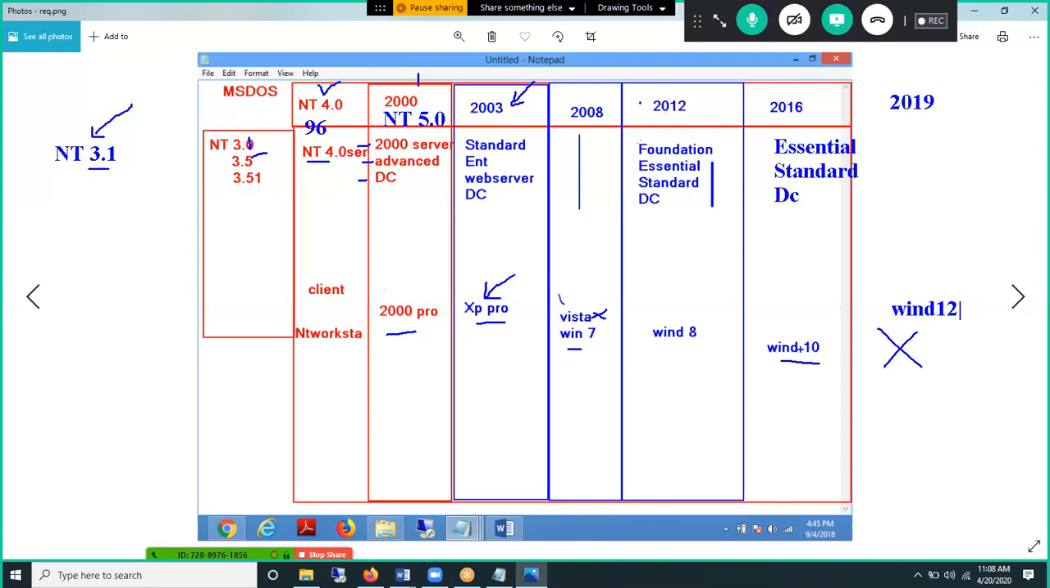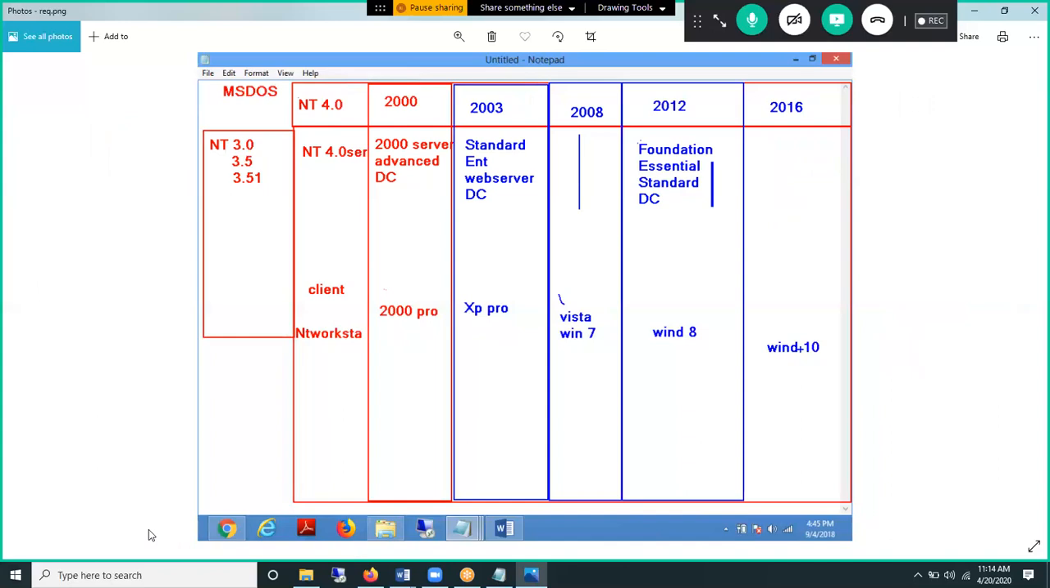Okay. So I want to ask you one question here. What was the first operating system introduced by Microsoft in 64-bit?